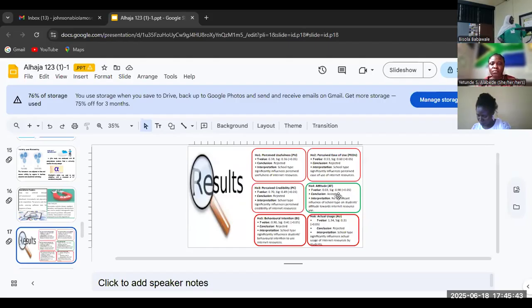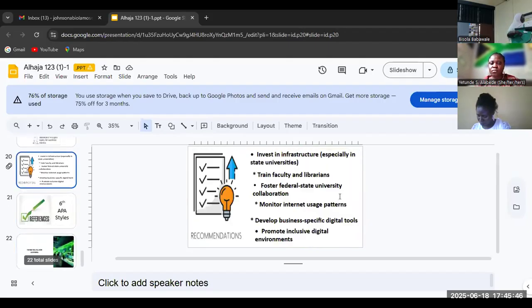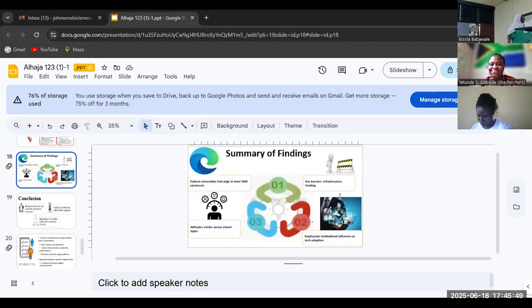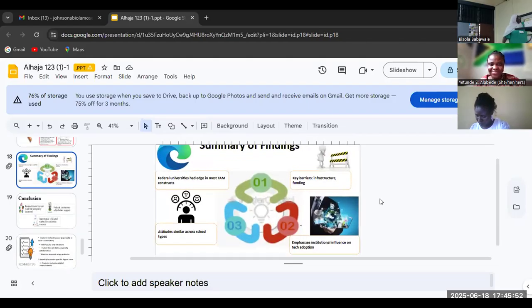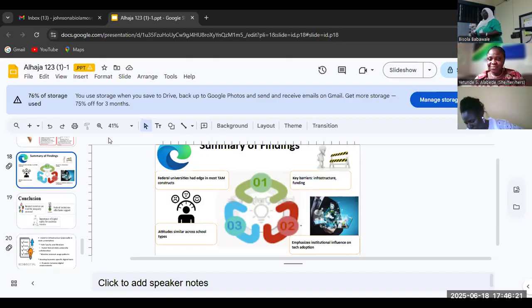Then, to the findings. Summary of the findings: I realized that federal universities have an edge in most constructs over state universities. Attitudes are similar because some students live in Lagos here and go to school in Ekiti, and some people come from Ekiti and come here, and we are all Yorubas. We cherish culture, we cherish respect, and if your parents send you to school, you must concentrate, so the student attitudes are similar.